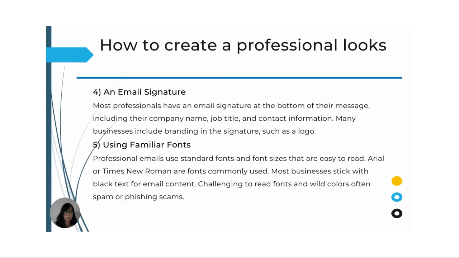Five, using a familiar font. Professional emails use a standard font and font size that are easy to read. Arial or Times New Roman are fonts commonly used. Most businesses stick with black text for email content. Challenging to read fonts and wild colors are often spam or phishing scams. So that's how to create a professional looking email.